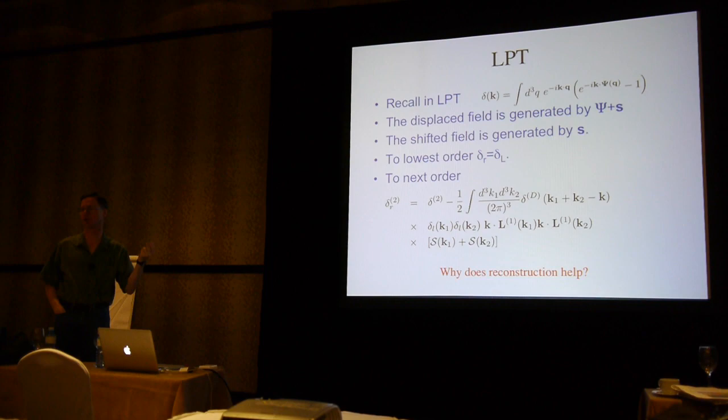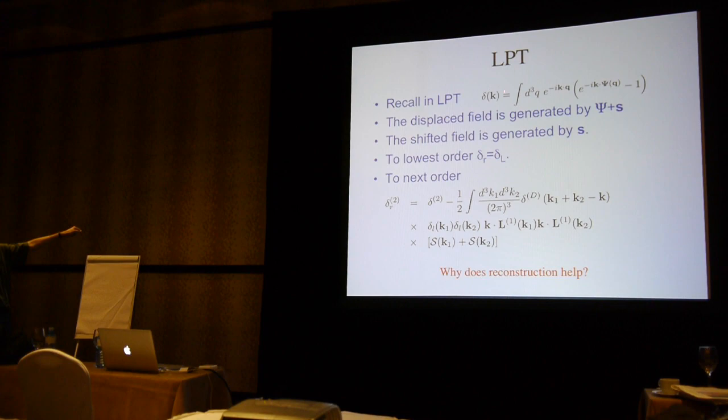So that kind of argues that one should do a perturbation theory analysis. You remember that my density contrast looked like the Fourier transform of e to the ik psi, where this was my displacement. So if I ask what happens when I go through this whole procedure, I have displaced fields and shifted fields and so on. The displaced field is now generated not by psi, but by psi plus the shifts. The shifted field is generated just by the shifts. That's kind of a tautology in some sense, I guess.